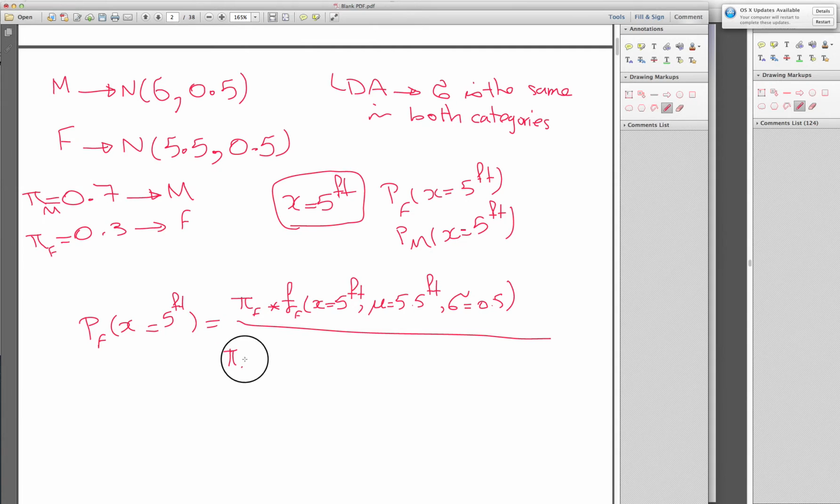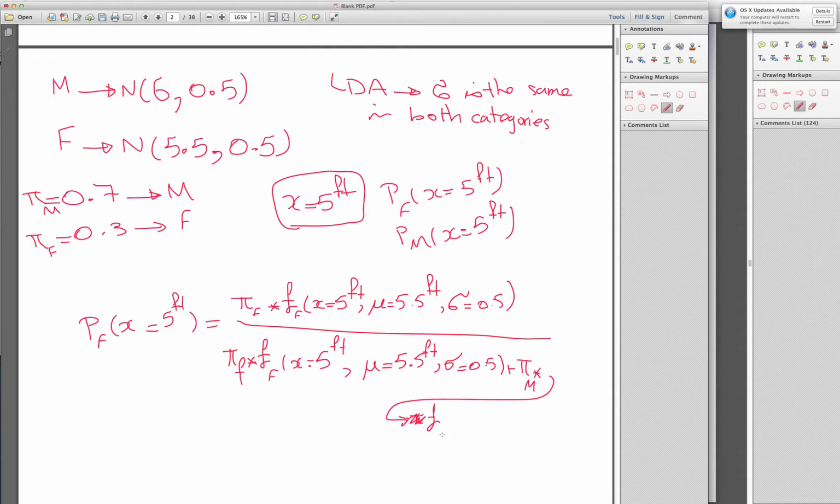probability of being female times the same thing, f of f for x equal to 5 feet, mu equal to 5.5 feet, and sigma equal to 0.5, plus probability of being male times, I just write the rest here, probability of being male times f of male for x equal to 5 feet, mu equal to 6 feet, and sigma equal to 0.5.